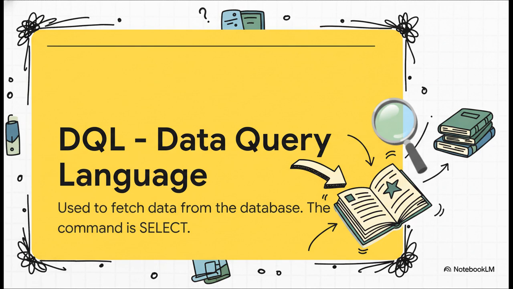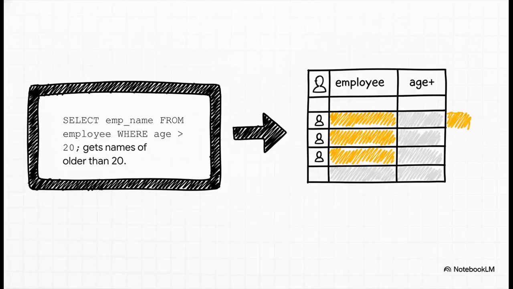This is how you ask that librarian for a specific book, or say a whole list of books by your favorite author. And just look at how readable that is. Select the employee's name from the employee table where their age is greater than 20. See? It does exactly what it says on the tin. You're not writing crazy complex code, you're just writing out a clear instruction.